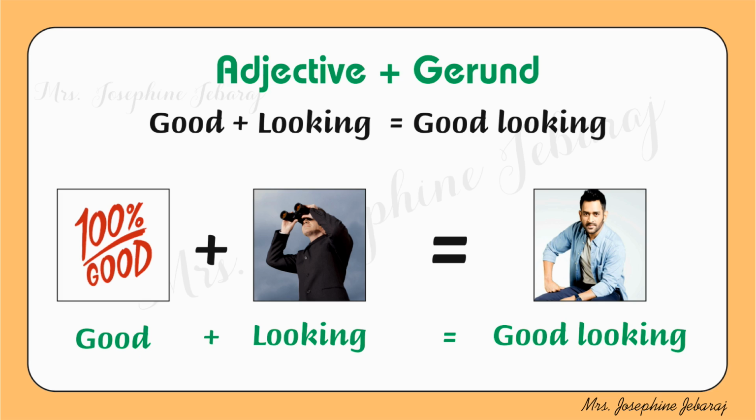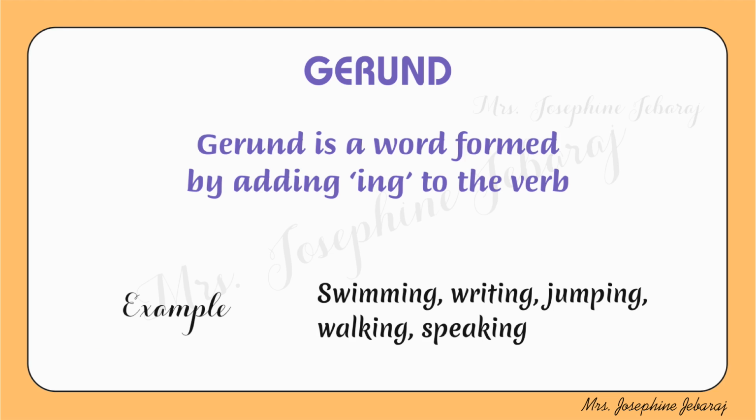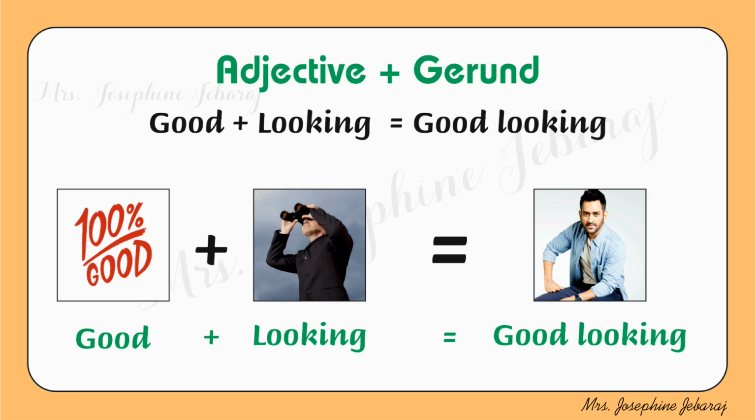Let's move on with adjective with gerund. Hope you understand what is gerund. The ing form of the verb is called gerund. Hard working, hard working. Good looking. Good is adjective, looking is gerund. So together we get a new word, good looking.